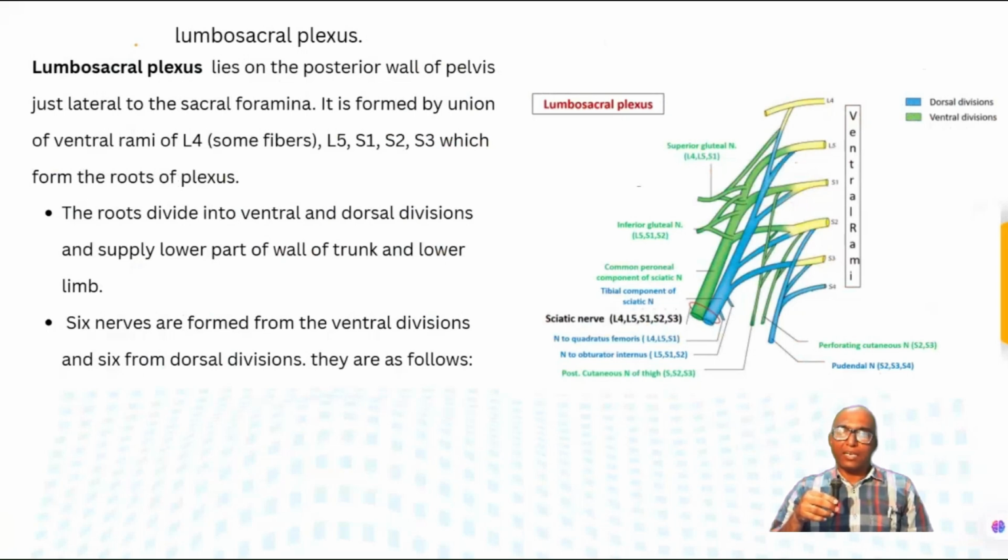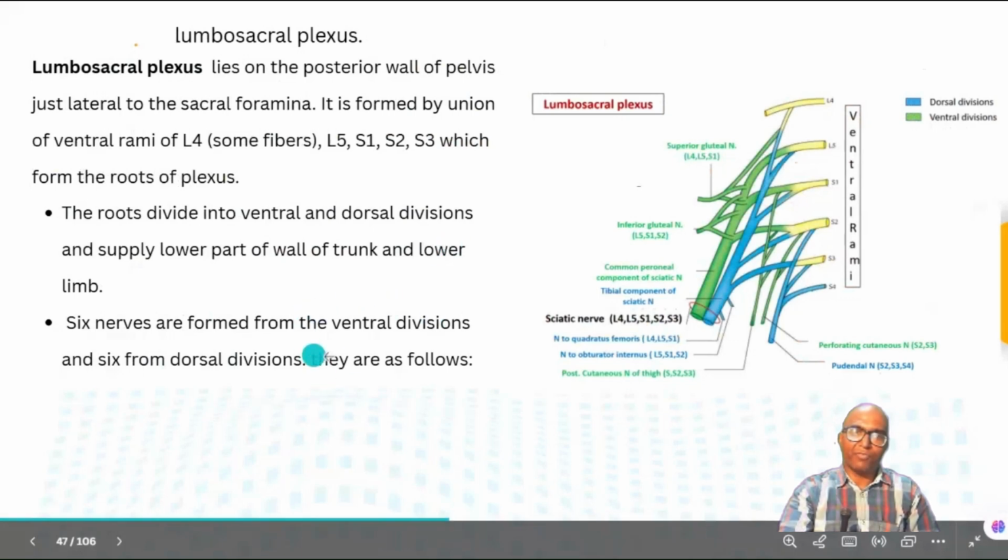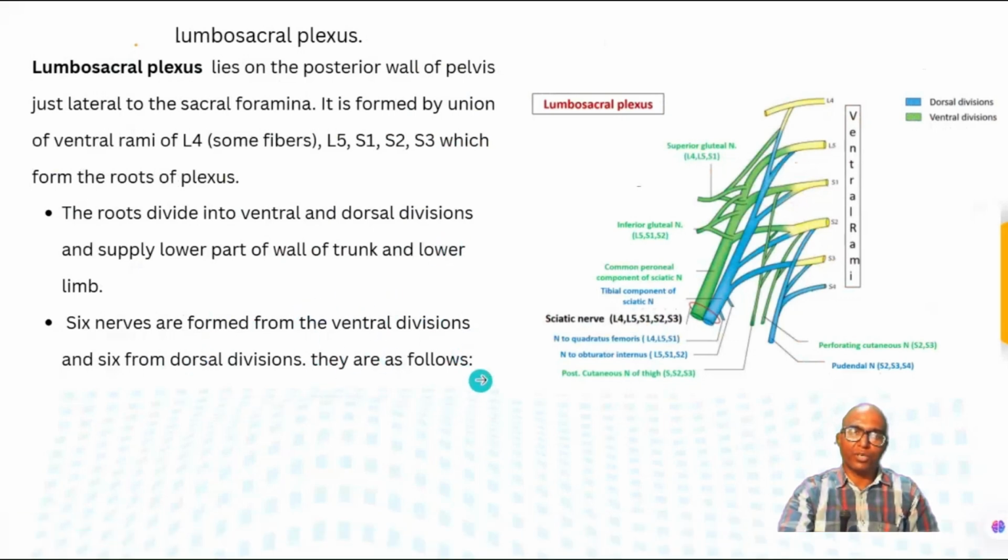Lumbosacral plexus lies on the posterior wall of the pelvis, just lateral to the sacral foramina. It is formed by the union of the ventral rami of some fibers of L4, L5, then S1, S2, S3, which form the roots of the plexus. The roots will divide into ventral and dorsal divisions and supply the lower part of the wall of the trunk and the lower limb. 6 nerves are formed from the ventral division and 6 from the dorsal division.